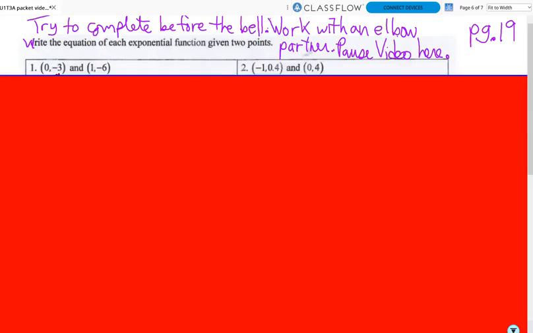So I want you to please hit pause and try to complete 1 through 6 before the bell. I suggest you work with an elbow partner. That means with a substitute there, I do not expect you to roam around the room to find somebody you prefer working with. Work with somebody near your desk. So pause your video here and then try the problems a little bit before the bell, and then you can watch the rest of this video.